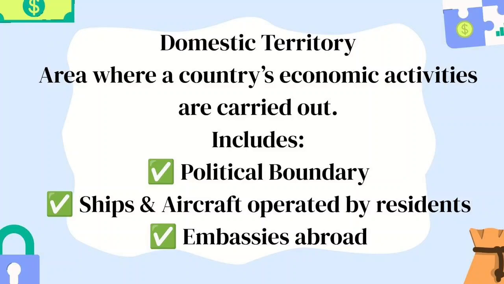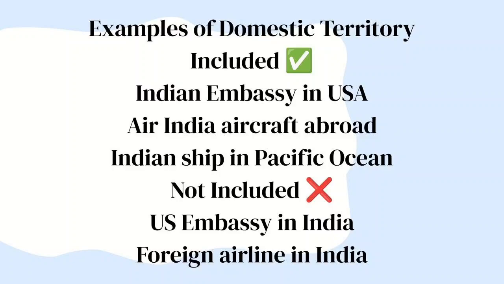Now let's test your understanding. Tell me, is the Indian embassy in Washington DC part of India's domestic territory? Yes, the answer is correct. What about the US embassy in New Delhi? Correct, it's no. Similarly, an Air India aircraft flying over Europe is still considered part of India's domestic territory because it is operated by an Indian resident enterprise. These examples are often asked in the form of MCQs.